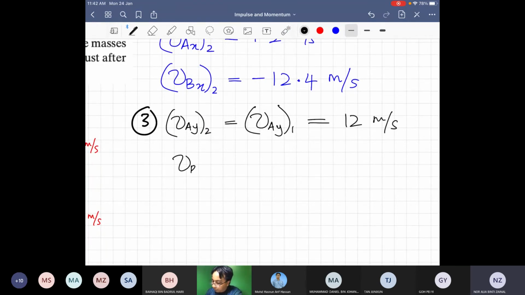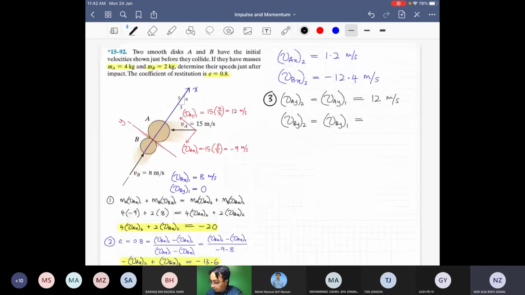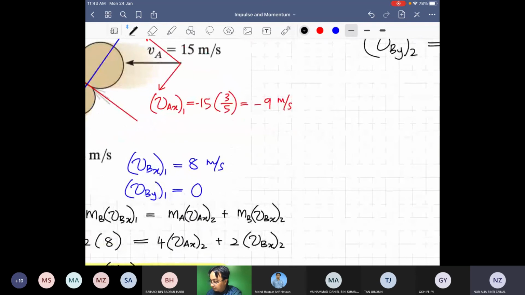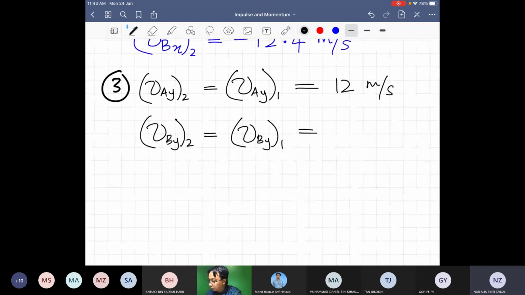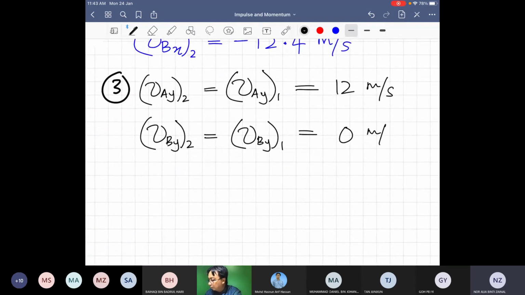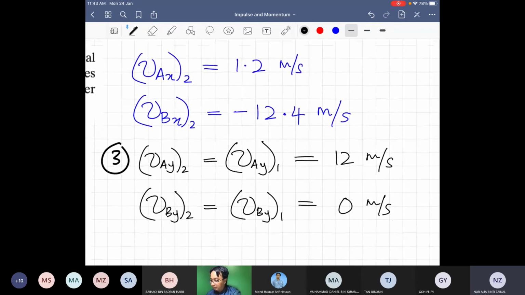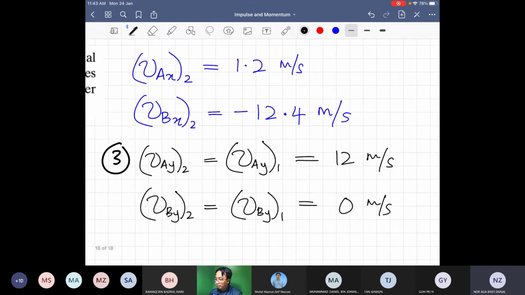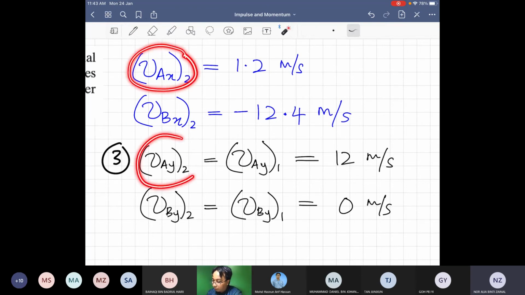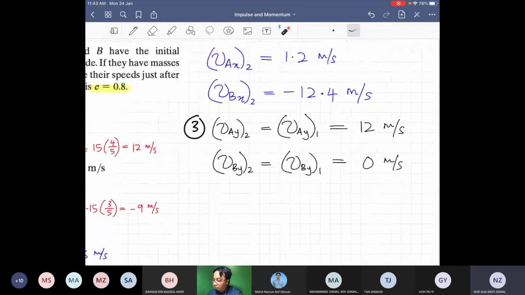And then VBY2 sama dengan VBY1, which is sama dengan VBY1 is 0. So VBY2 will also be 0 meter per second. Okay, so sekarang bila kita dah ada VAX2 dan VAY2, okay, kita dah ada VAX2 dan VAY2, so kita boleh calculate what is VA2 dengan calculate the magnitude lah.